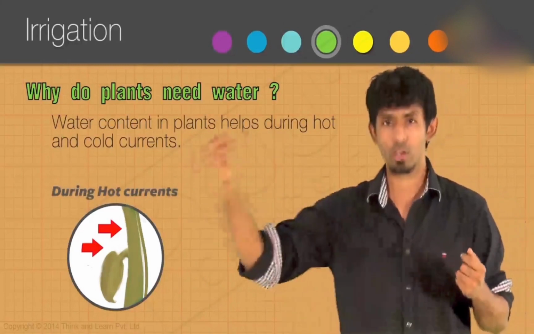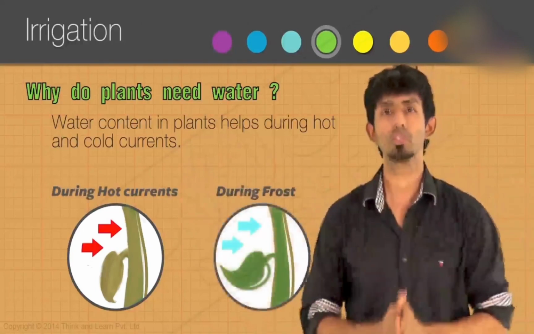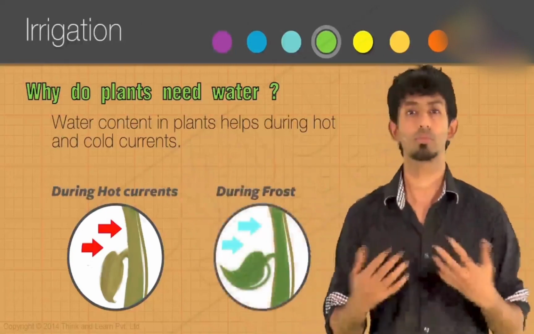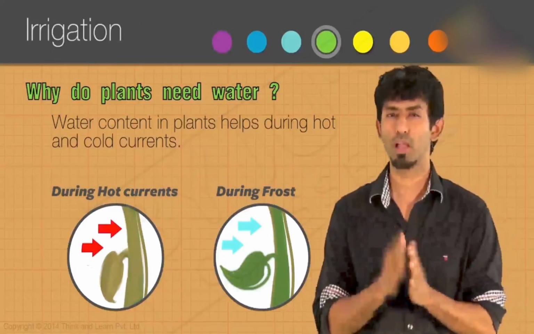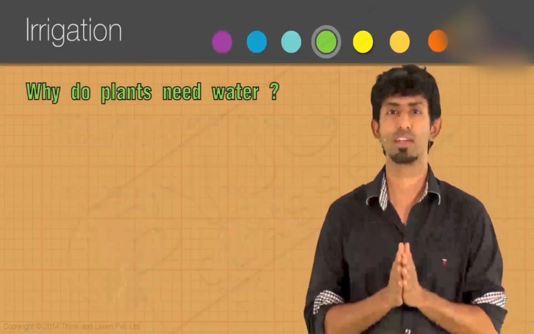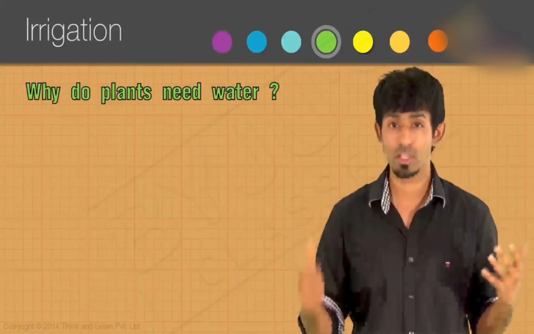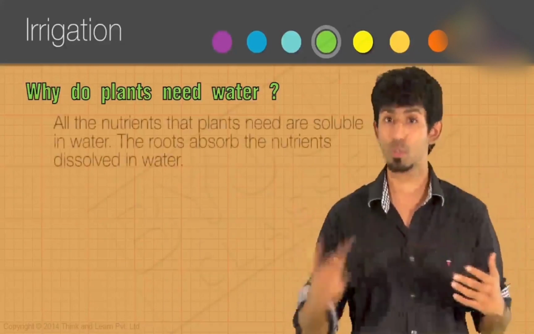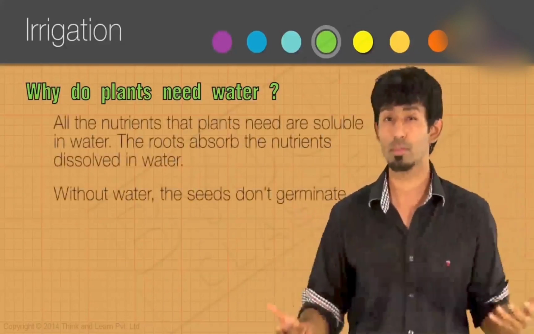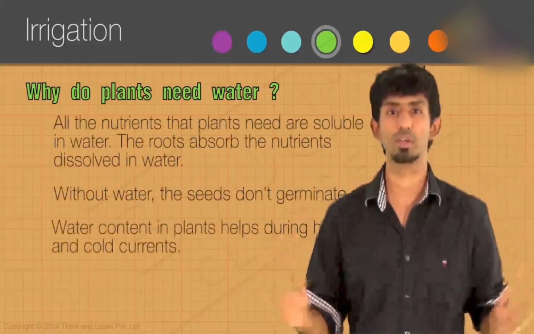So either when it gets really hot, like a hot current, or if it gets really cold, like frost. In both these cases, water in the plant helps it survive. So I think we've made the case for why water is important very, very clear, right? Yeah, you got all your reasons in, didn't you? The fact that 90% of the plant is water, all the nutrients are absorbed through water, germination can't happen without water, it helps the plant from hot and really, really cold.